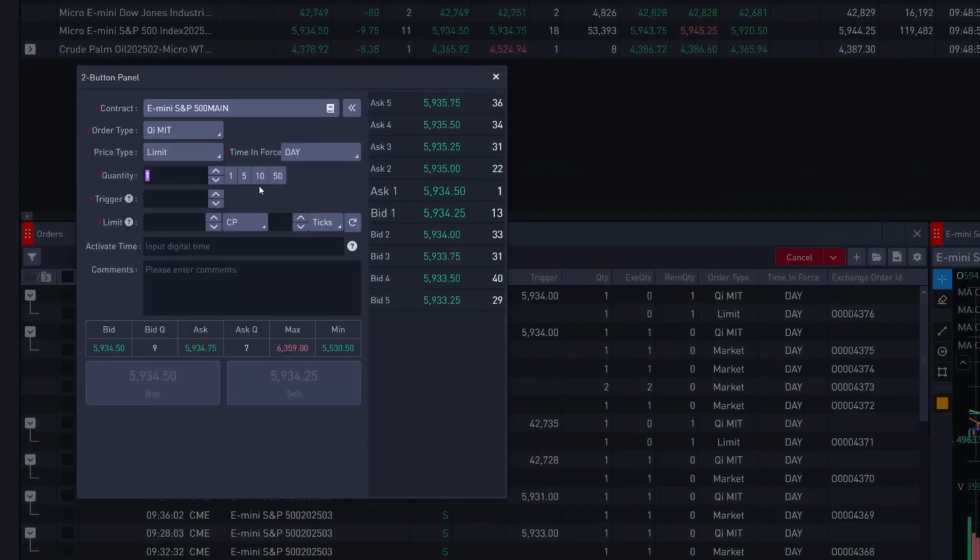QIT orders can also be used in conjunction with GTC, GTD and GTT, so that if the QIT order is not triggered, it will continue to run until the contract expires or the set end date is reached. QIT order can also be used in conjunction with an activation time. Once the activation time is set, the QIT order will only start operating after the specified activation time is reached.